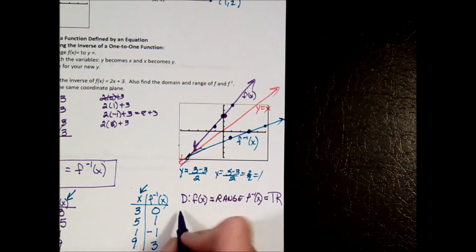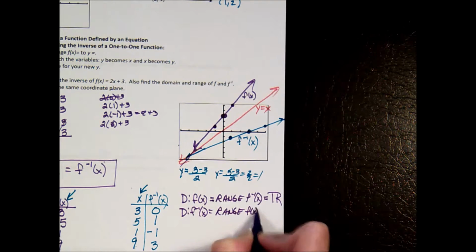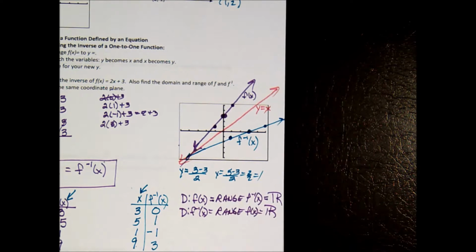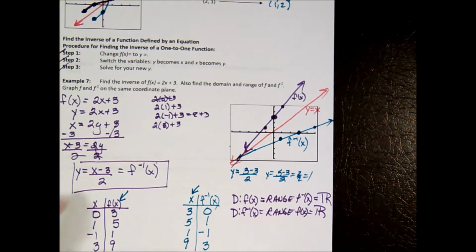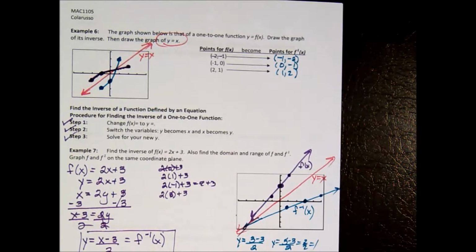And the domain of f inverse of x is equal to the range of f of x, which is also all real numbers. There's no restrictions on either one of those. Even though there is a denominator on f inverse, there's no variable in the denominator. So that is how you show an inverse and go through those steps.